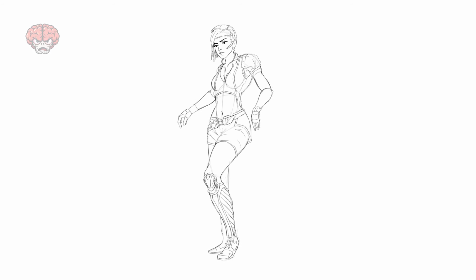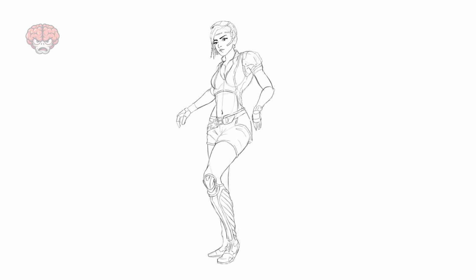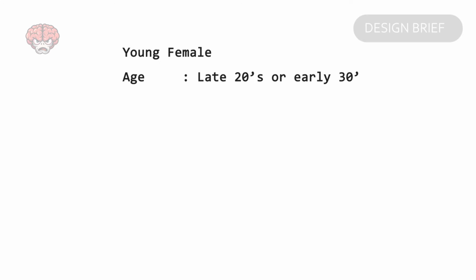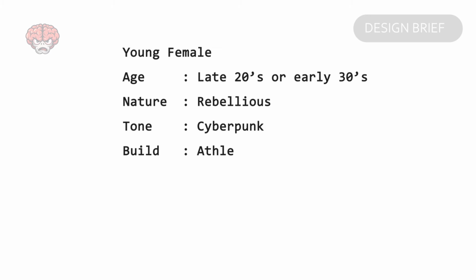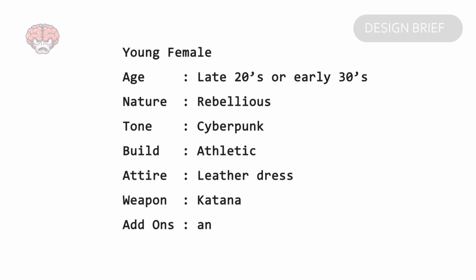So to do that, let's create a sample character description or brief based on which we are going to do our character design. Let's see: young female, age late 20s or early 30s, nature would be rebellious, let's say the theme would be cyberpunk. Build of the character would be athletic. Attire would be a leather costume. Weapon would be a katana. And additional add-ons would be an earpiece and a driving goggle.